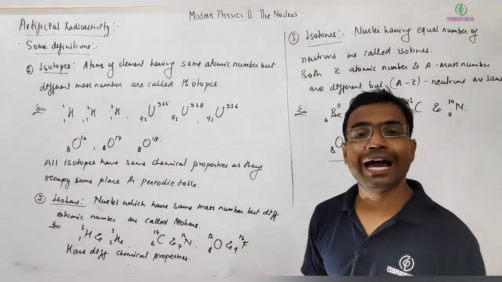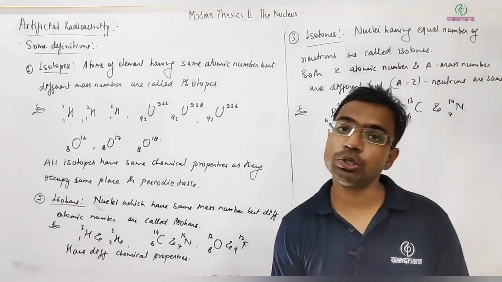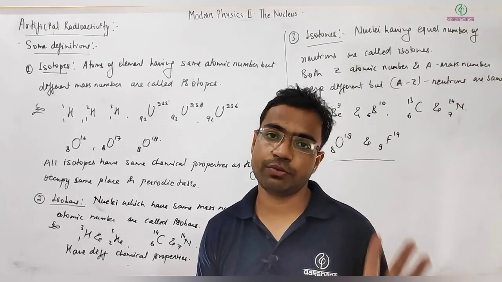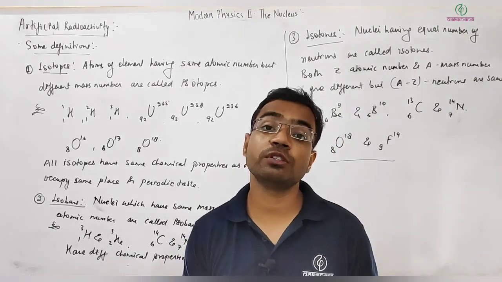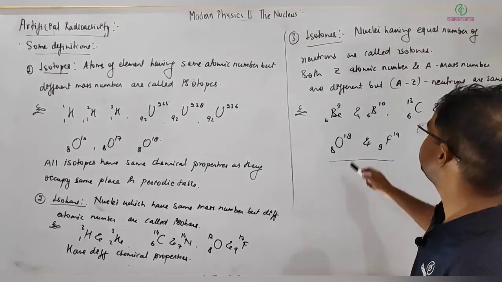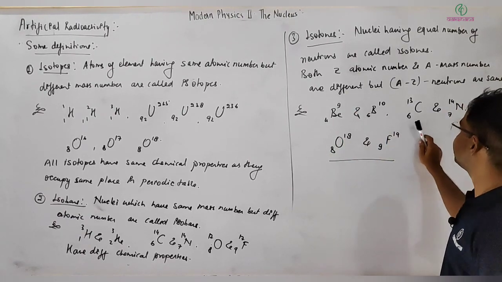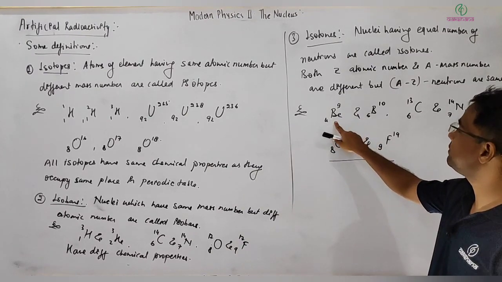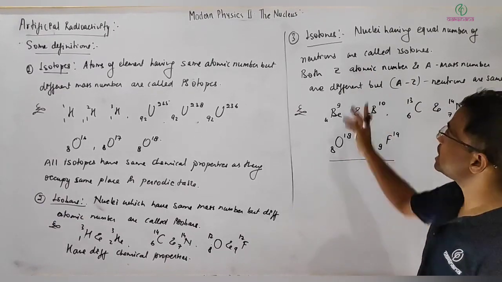These are called isobars. The next is isotone. Nuclei having an equal number of neutrons. Here the atomic number and mass number will both be different for the two elements, but mass number minus atomic number, that means the number of neutrons, will be the same for both nuclei, and these are called isotones. Some examples of isotones are beryllium-9 and boron-10, carbon-13 and nitrogen-14. So here you can see the number of neutrons here is 5, here 5, here 7, here 7. So these are called isotones.